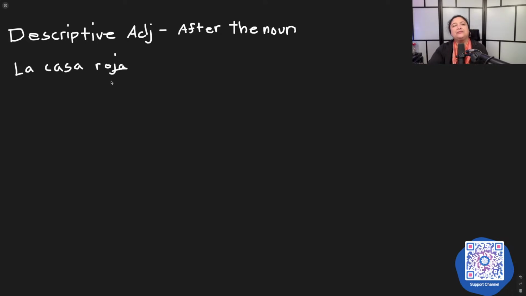Now notice how this ends in roja and not rojo. Why is that? As I briefly mentioned before, Spanish adjectives have to match not only the quantity, but also the gender. So if the noun is feminine, like in this case, la casa, the house, then therefore the adjective has to be feminine.